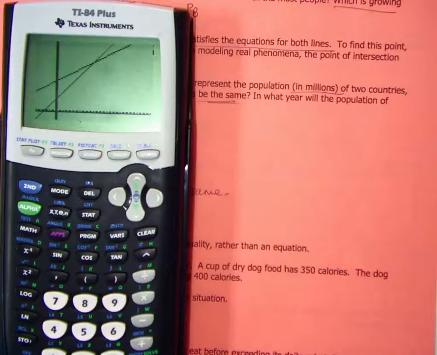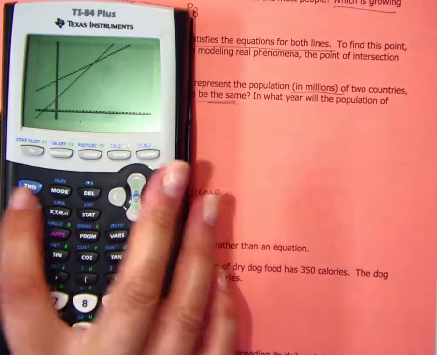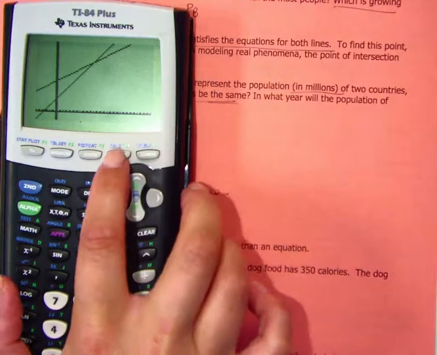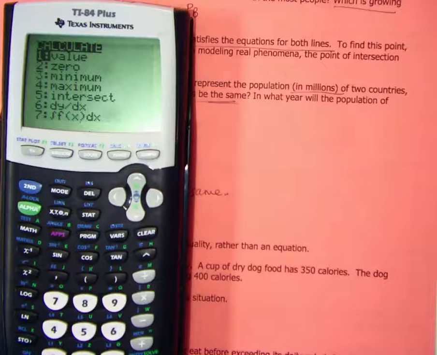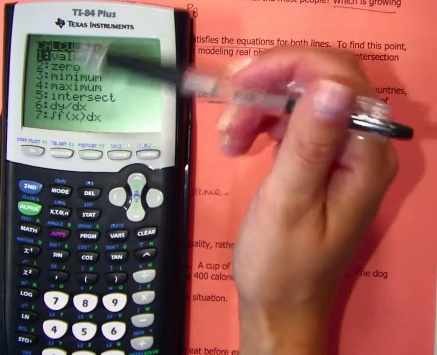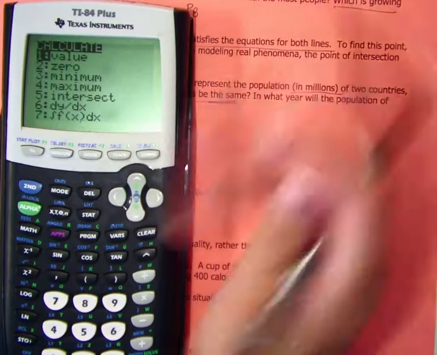Sometimes it's really just kind of a game of playing around until you get what you want on your calculator, which now we have what we're looking for. Now, do this with me. If you hit second trace, it says calc right above there. So hit second calc. And this is an option that we're going to use quite often throughout the course. There's a lot of things here that are helpful.